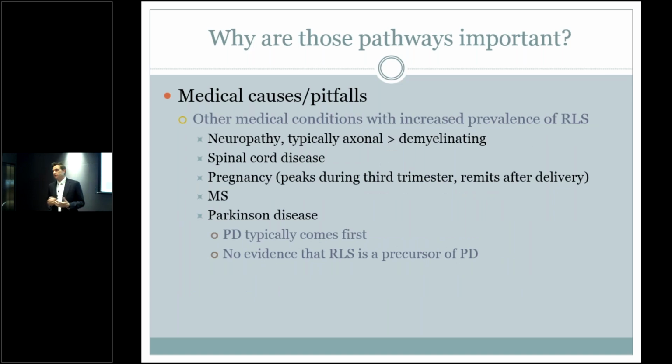Other conditions that have an increased prevalence include things like neuropathy. It's typically the axonal types, not the demyelinating, and spinal cord diseases. Pregnancy, this actually really crops up in the 3rd trimester and then gets better right after delivery. MS, and then Parkinson's disease. This is a big thing.